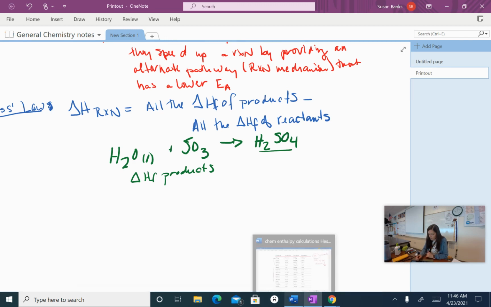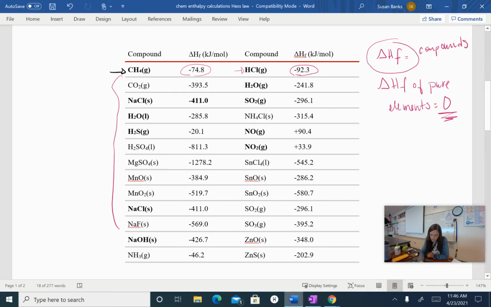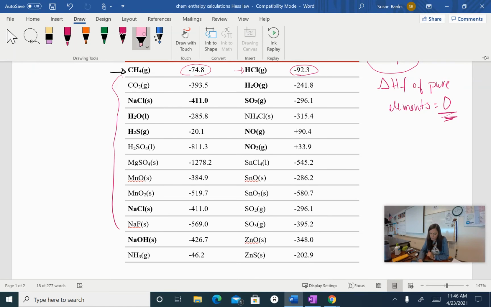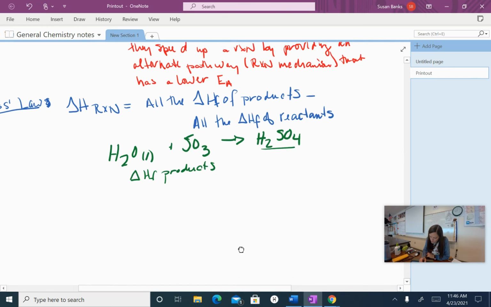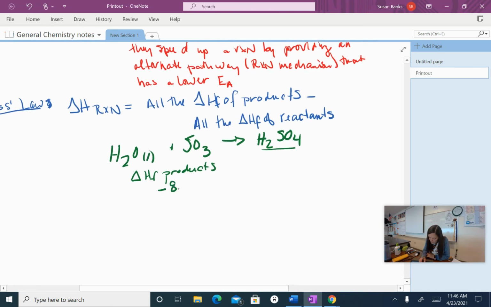So let's look at our products. So I have sulfuric acid, and I want to look up where that is. So sulfuric acid is right here. We have a negative 811.3 kilojoules. So let's put that down. So negative 811.3 kilojoules. And then we need to find the heat of formation of our reactants.